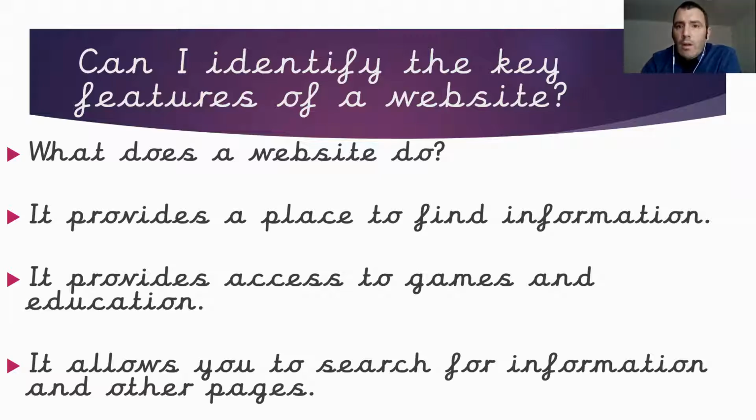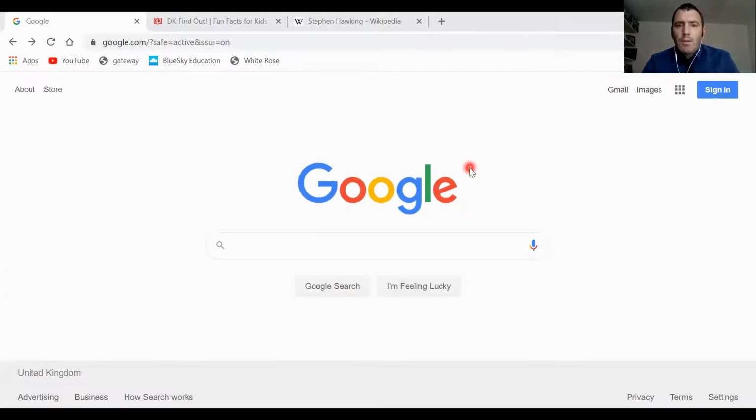Okay, here we have the Google homepage. I'm sure you've all seen this before. Really simple homepage. So it has the logo of the company in the middle here and a search bar in the middle. And then from there on in, you can find what you're looking for.